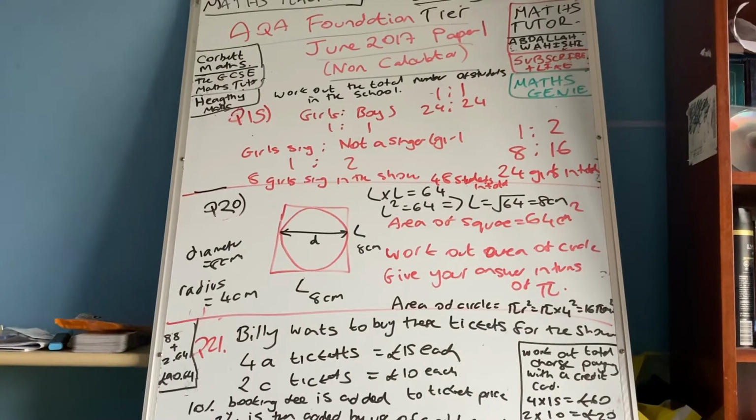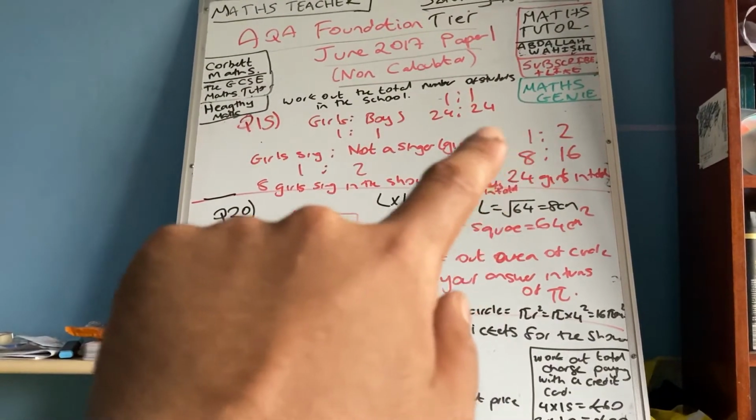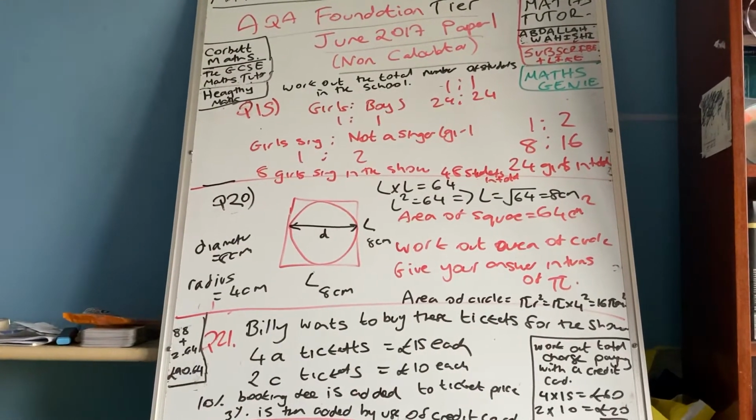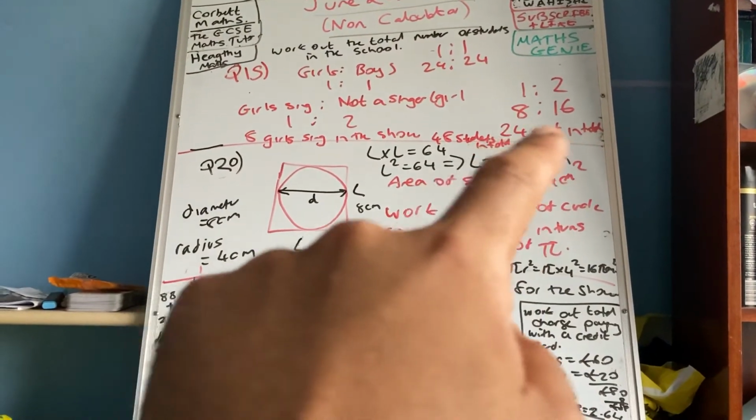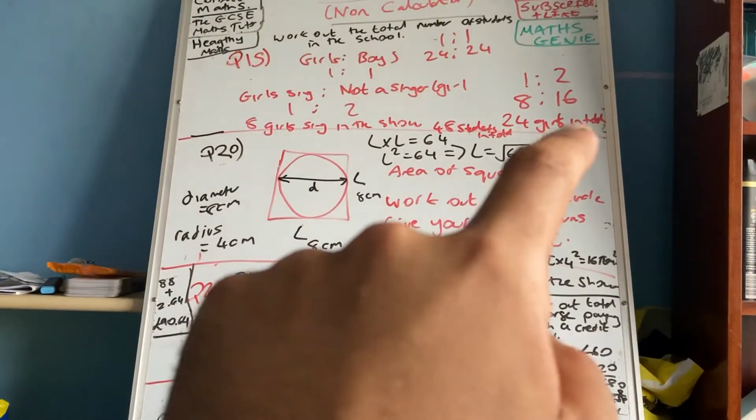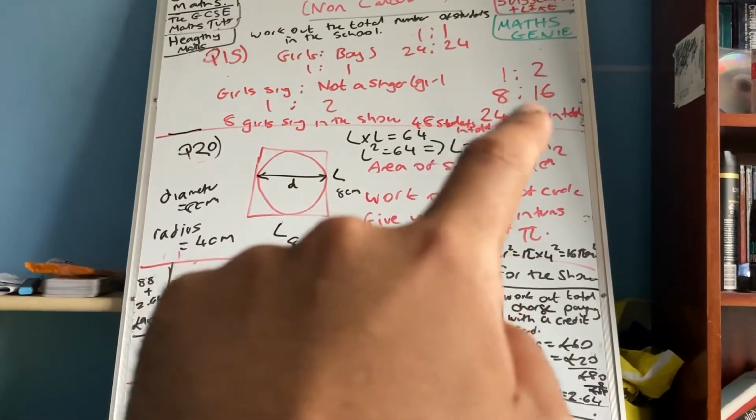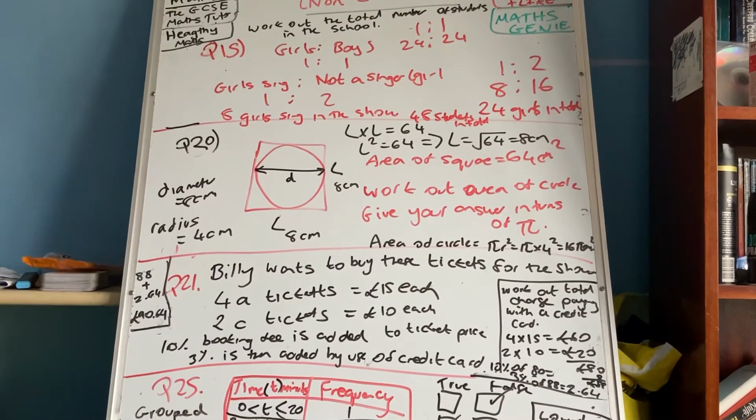Right, guys, so 8 girls here that can sing. I've got 1 to 2 for girls that can't sing. I've got 8, so 1 to 8, I times by 8. 2 times 8 is 16. So 16 girls can't sing. That means that there are 24 girls in total, because 8 plus 16 is 24. So there are 24 girls in total.